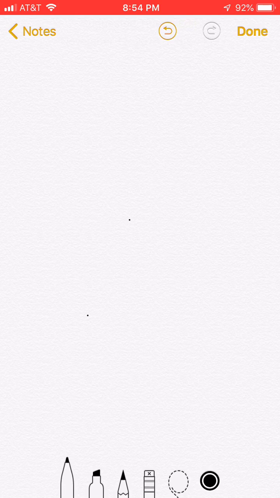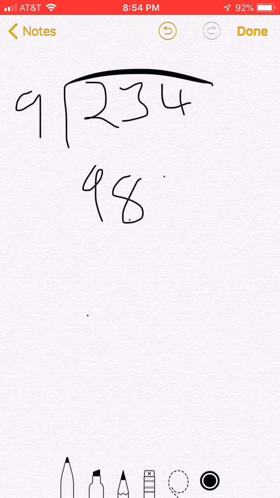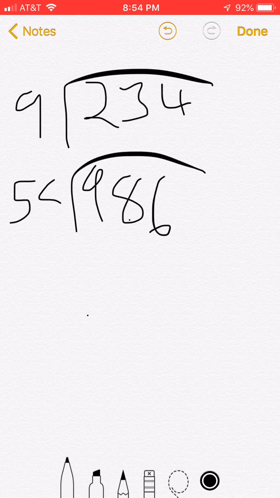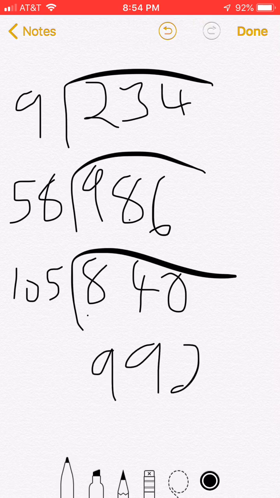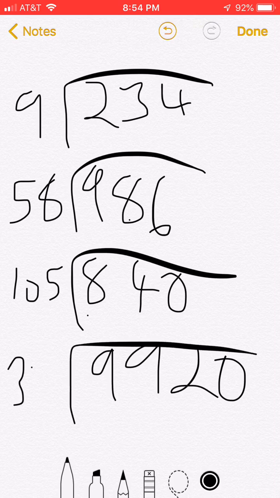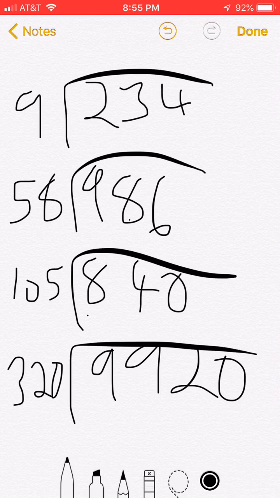And here are the practice problems. So we have 234 divided by 9, 986 divided by 58, 840 divided by 105, and then 9,920 divided by 320. Sorry, just flipping my phone there for a second. Now, pause the video now to solve the problems.